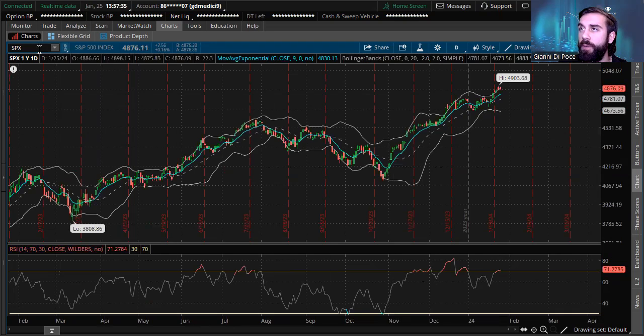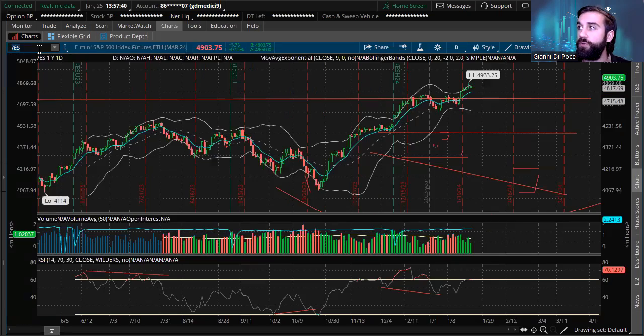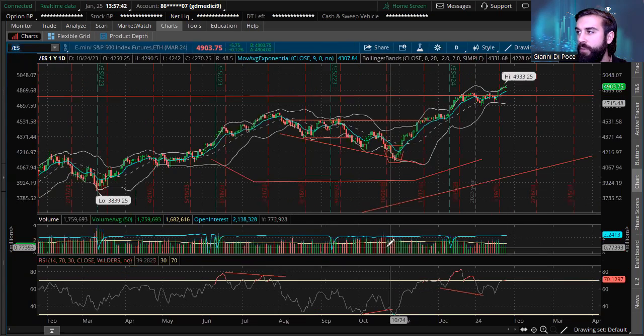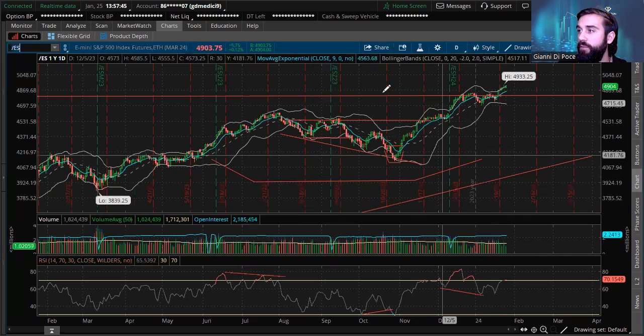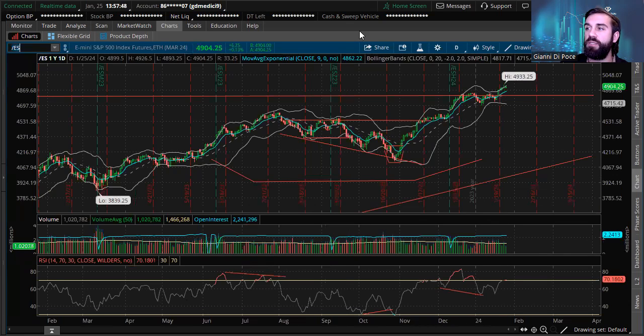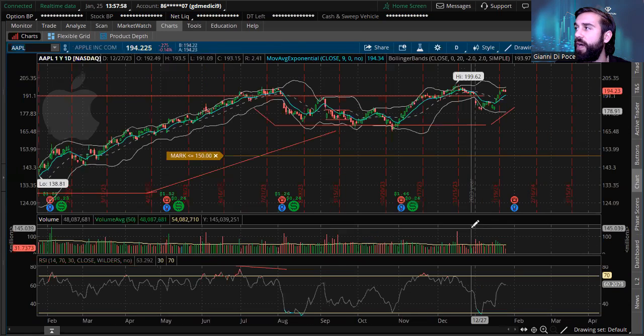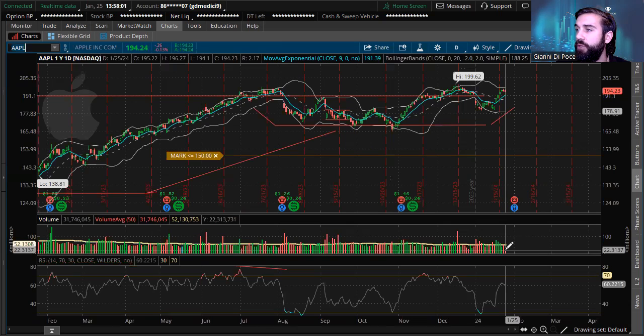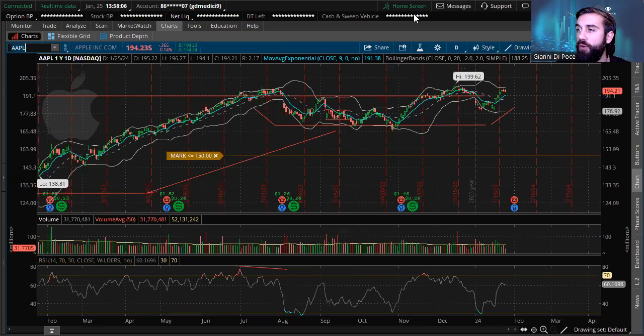Okay, so what I want to do is jump over to the S&P 500 futures. Okay, so that's ES. And the reason I want to do that is I want to talk about volume. Okay, because volume represents, in this case, the number of contracts traded per day. If you're looking at a stock, like we can look at Apple stock real quick, the trading volume on Apple stock, we can see here that on the 25th of January so far, there have been about 31 million shares traded so far.